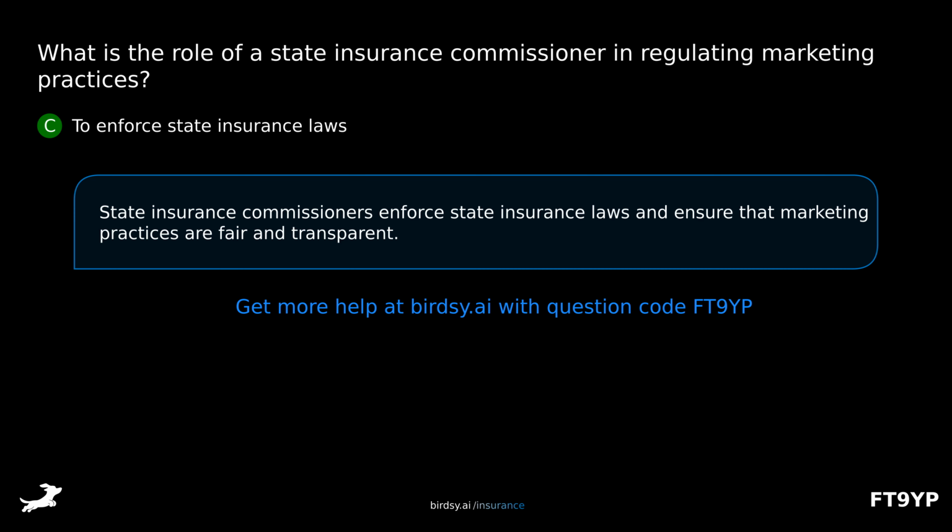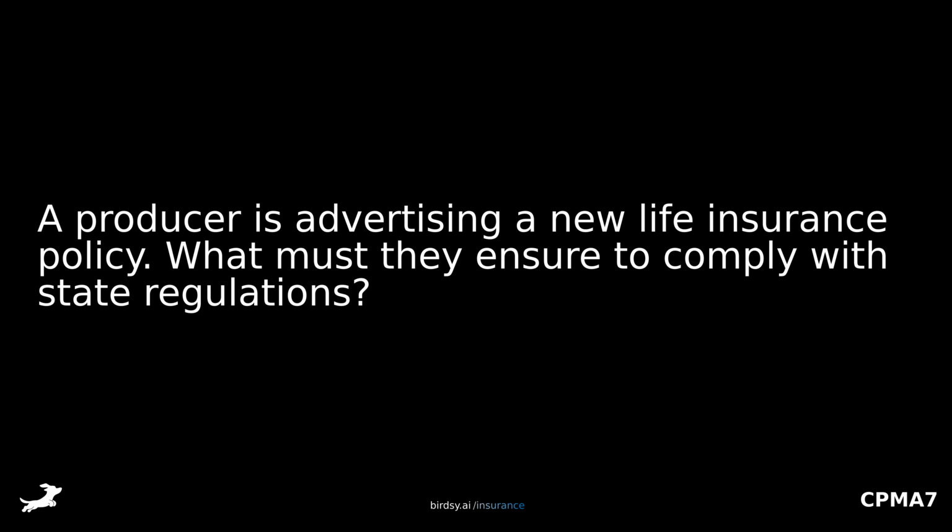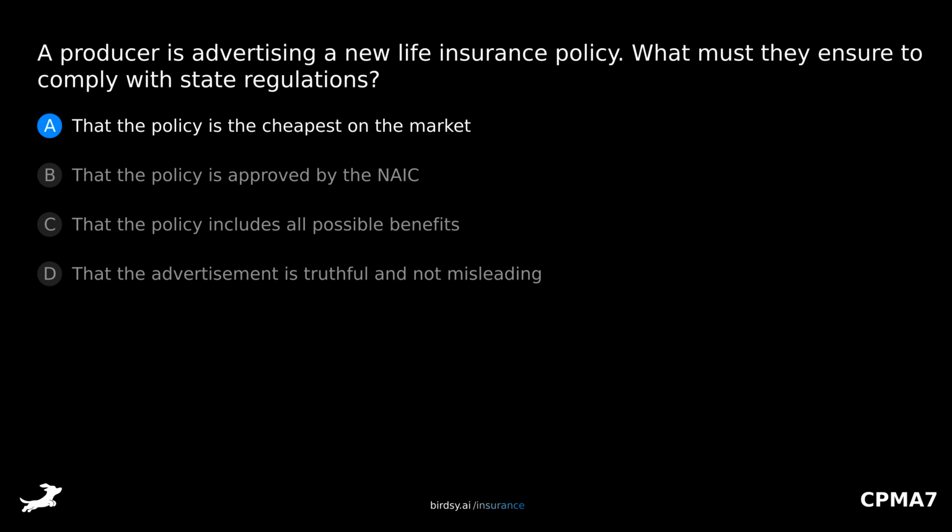State insurance commissioners enforce state insurance laws and ensure that marketing practices are fair and transparent. A producer is advertising a new life insurance policy. What must they ensure to comply with state regulations? Is it A, that the policy is the cheapest on the market, B, that the policy is approved by the NAIC, C, that the policy includes all possible benefits, or D, that the advertisement is truthful and not misleading?